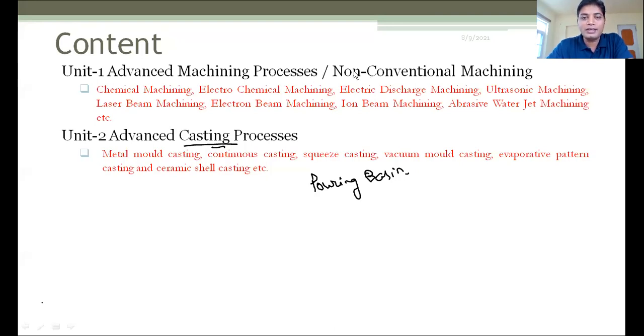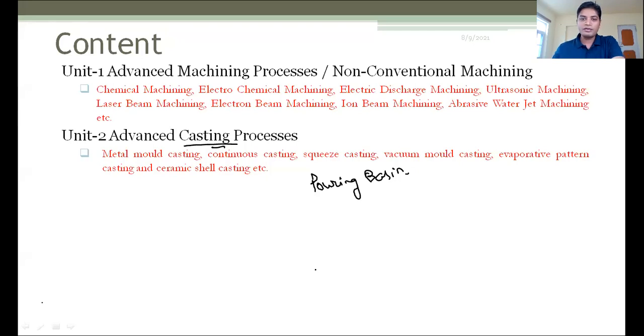Core is basically used if you have to create a hollow cavity; at that time we are using the core. Okay, cheek, right? Asif has written that. Cheek, if there are three elements, then we say cope, drag, and cheek. Okay, the third element. All of you have written very good answers, like chaplets and riser, side riser, runner, cheek, all these things. That's great.